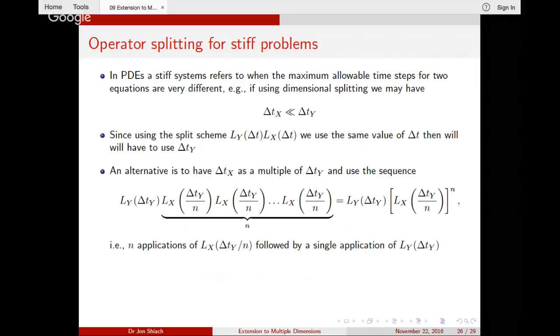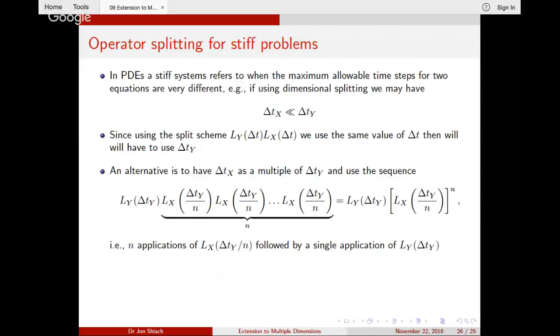Those of you who do ODEs will probably meet stiff problems in ODEs. But let's say we have a two-dimensional domain, and our time step for the x direction is a lot less than our time step for the y direction. So you can solve for y quite happily using a larger time step, but x is being awkward, it requires a much shorter time step. That's essentially what a stiff problem is. It's when one term is being awkward.